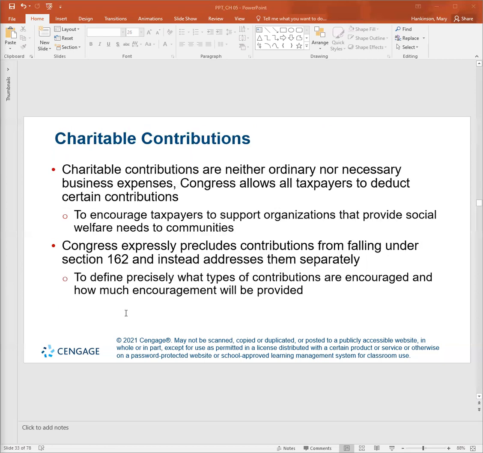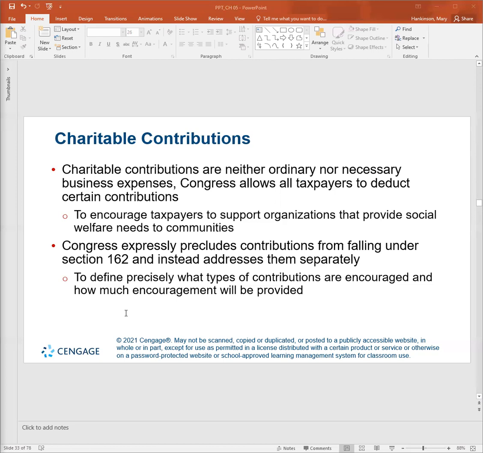All right, let's talk about charitable contributions really quickly. Although charitable contributions are neither ordinary nor necessary business expenses, Congress allows all taxpayers to deduct certain contributions. The deduction is intended to encourage taxpayers to support organizations that provide social welfare needs to communities while reducing the costs that the government would incur to provide these services.